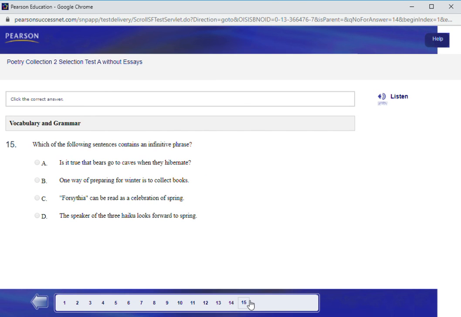Okay. 15. Which of the following sentences contains an infinitive phrase? So we're looking for "to" with a verb. "To caves." Caves isn't a verb. "To collect books." Yes. Collect is a verb. "To spring." Well, spring can be a verb, but here it's used as the season. "Looks forward to spring." So our one that's used as a verb is this one, "to collect books." So B is our best choice.